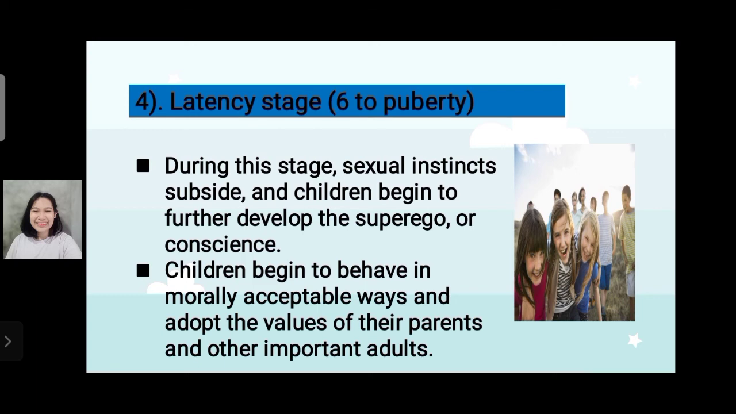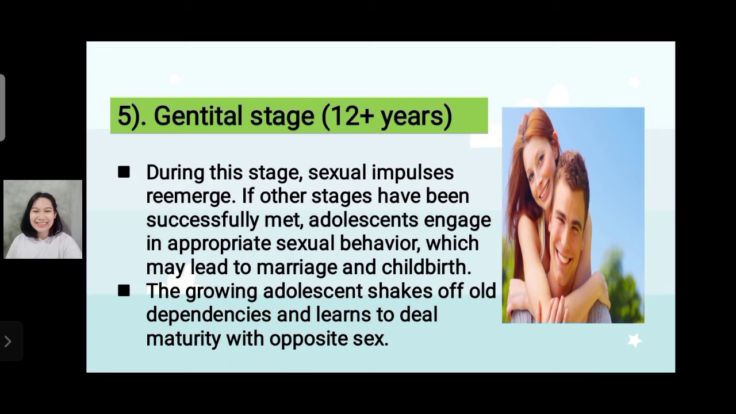Next, we have the genital stage, 12 plus years. During this stage, sexual impulses emerge. If other stages have been successfully met, adolescents engage in appropriate sexual behavior, which may lead to marriage and childbirth. The growing adolescent shakes off all dependencies and learns to deal with maturity and with the opposite sex. Since it is 12 plus years, it's all about marriage, sexual orientation, and partners. That's the last stage.